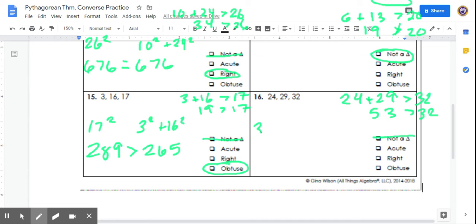So we now want to check how 32 squared relates to 24 squared plus 29 squared. So 32 squared is 1,024. And then 24 squared plus 29 squared is 1,417, according to my calculations. So here, c squared is less than a squared plus b squared, which makes it an acute triangle. And that's it for the Pythagorean theorem converse for now.